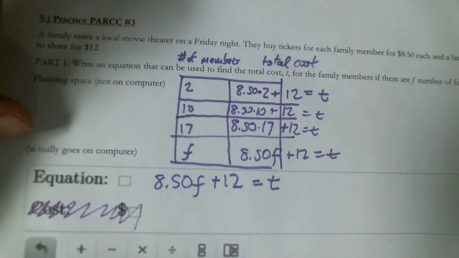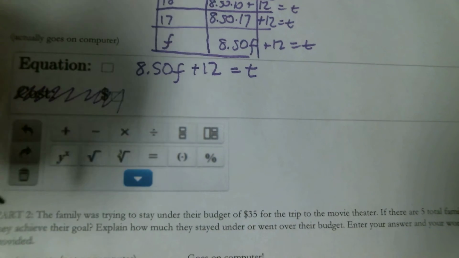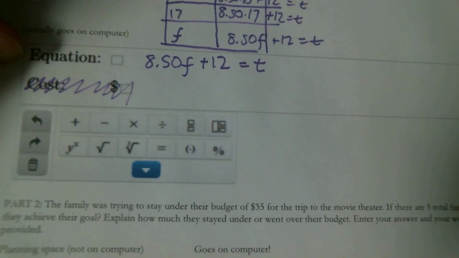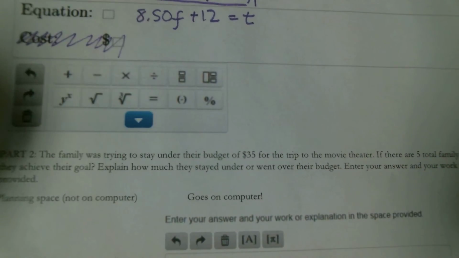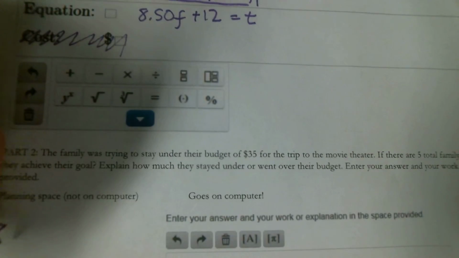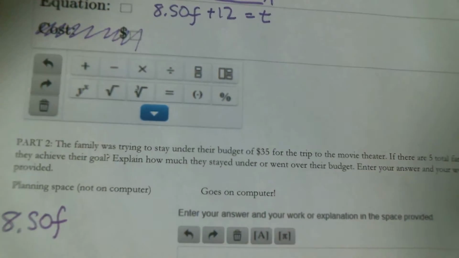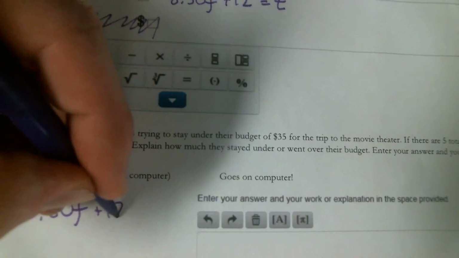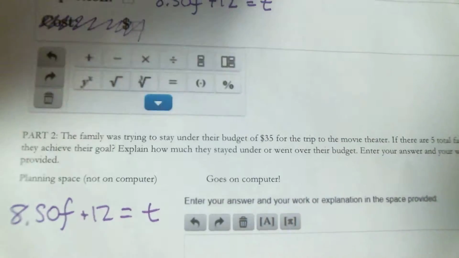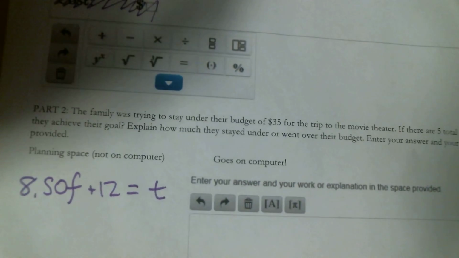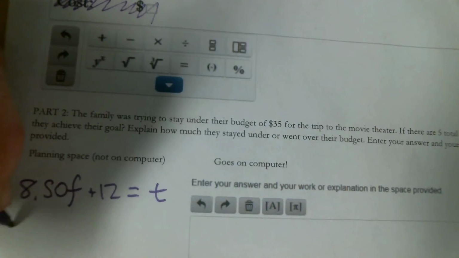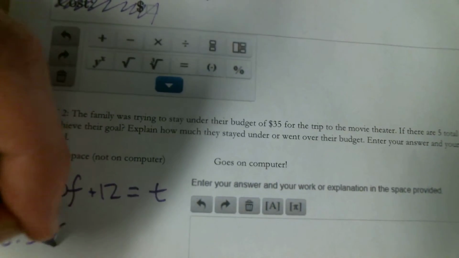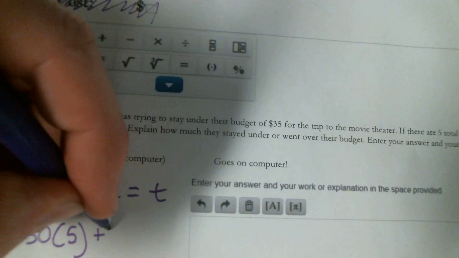But it does say that the family was trying to stay under their budget of $35 for their trip to the movie theater. If there are 5 family members, did they achieve their goal? Well, let's think here. So we've got our equation of $8.50 per family member, plus they got $12 for that, and that's going to give us the total. Now let's think about what we wanted to happen. We wanted to spend less than $35. So it means this has to be less than 35. And we said there's not F number of family members anymore. Now there are 5 family members.